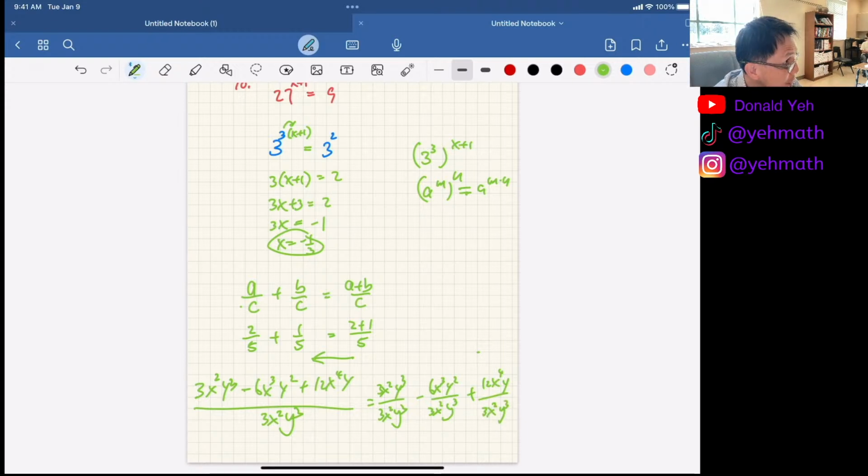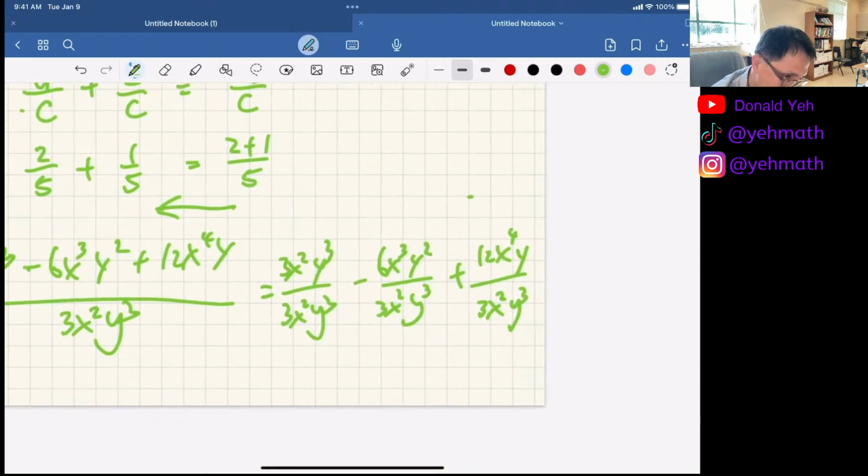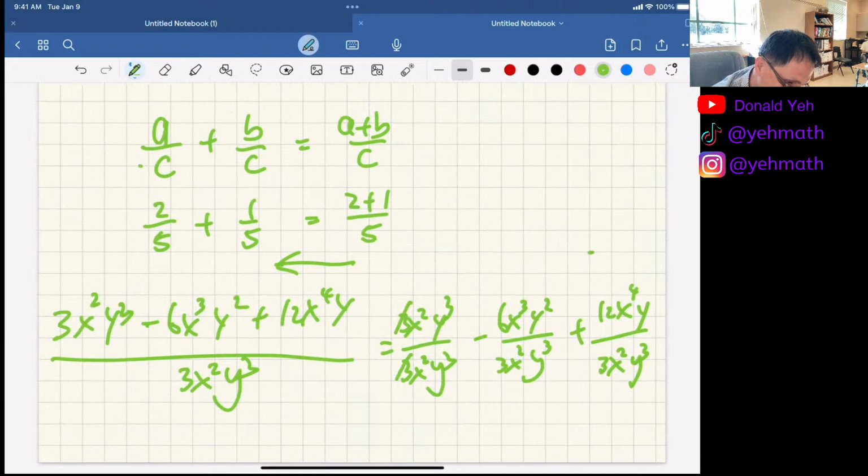So you see, I split it into 3 terms. You have no problem here, right? Hopefully. And then you can simplify this. 3 and 3, that's 1.